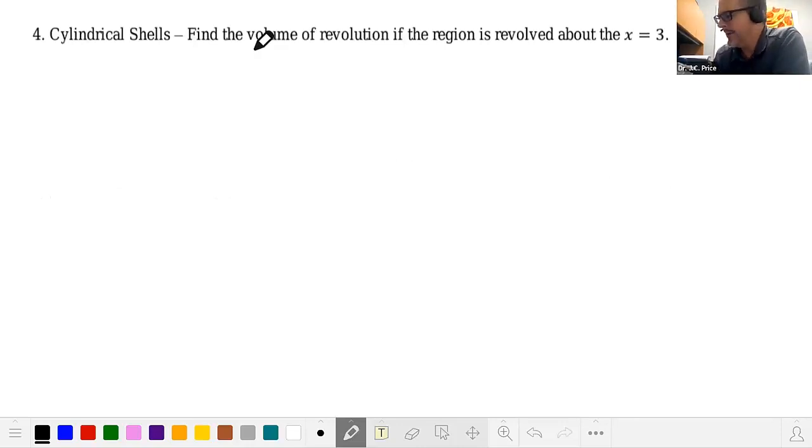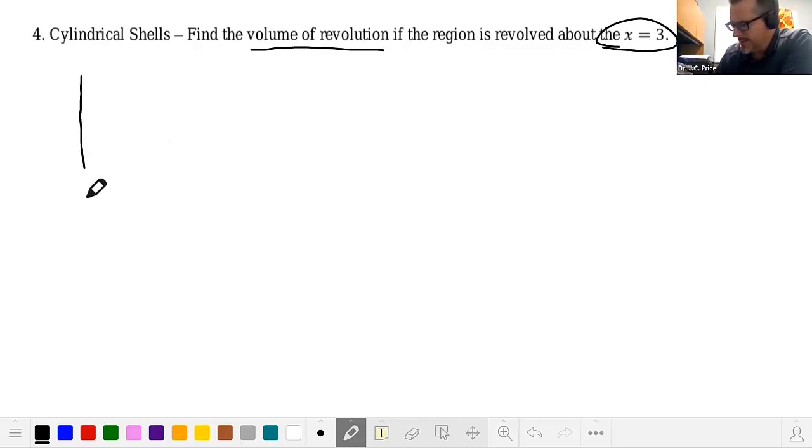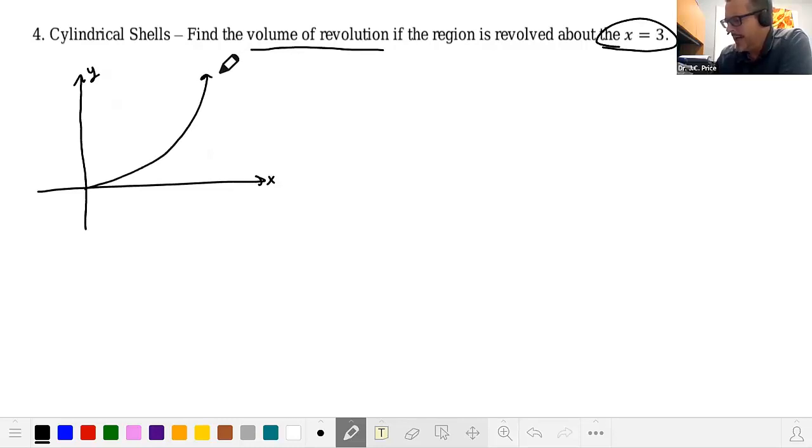So now we want to find the volume of revolution if we revolve around x equals 3, which is always an interesting problem. So let's go over here, and we have x, and we have y, and we just redraw. We're doing the same region every single time. So here's my y equals x squared, and here's my y equals 4.